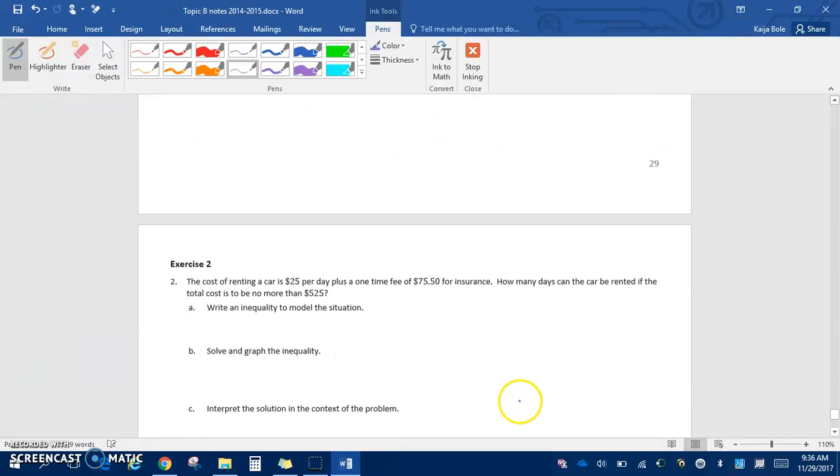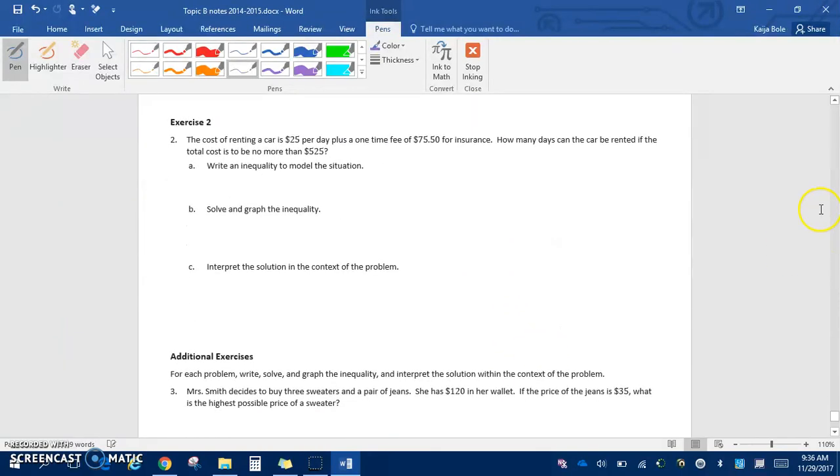So go ahead and flip over to the back page where it says exercise 2. This one says the cost of renting a car is $25 per day plus a one-time fee of $75.50 for insurance. How many days can the car be rented if the total cost is to be no more than $525?